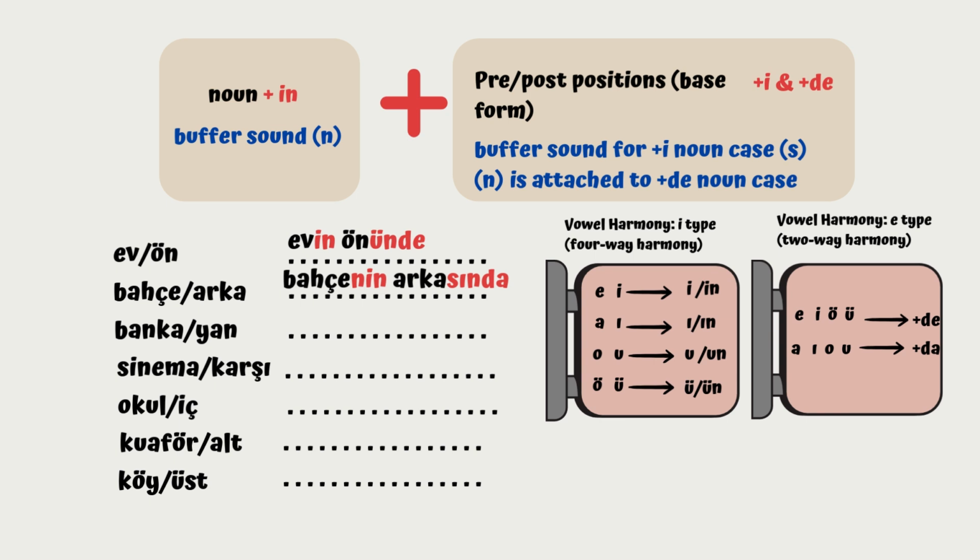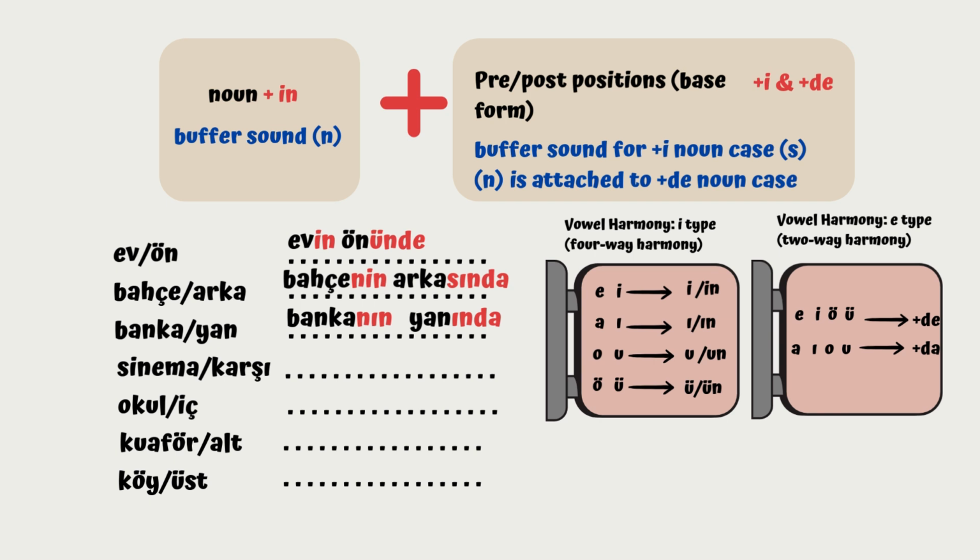And the next one, banka, yan. Banka is bank, yan is side, remember. So what we're gonna say is at the next to the bank. Banka is gonna take the in noun case and yan is gonna take the e noun case and then the de noun case. We're gonna follow the vowel harmony rule. And banka ends with a vowel, so we have to take a buffer sound there. It's ne. So the answer will be bankanın yanında.